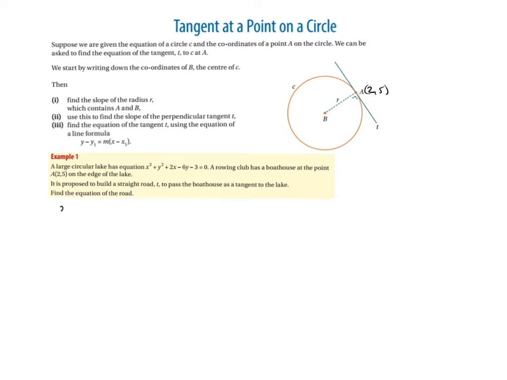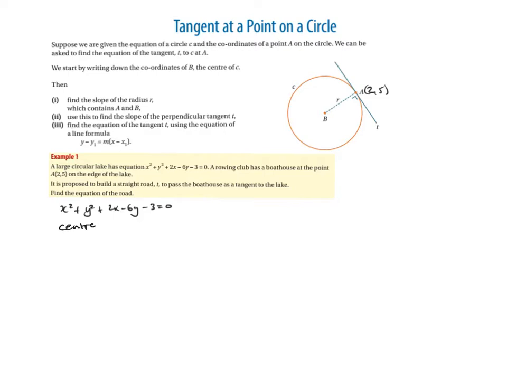Okay, so let's just write down x squared plus y squared plus 2x minus 6y minus 3 is equal to 0. The first thing we need to do is find the centre. Now remember, to find the centre, we look at the x value, halve it, and change the sign. We do exactly the same for the y value, halve it, change the sign. So the centre shouldn't be too difficult.